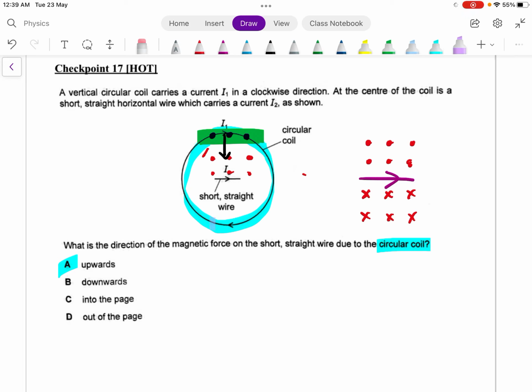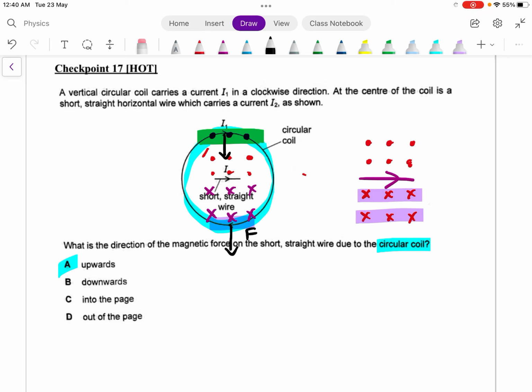Okay, what about the bottom part of the coil? The bottom part of the coil will also experience some force. Based on the picture on the right hand side, the magnetic field is into the paper like that. So you just draw, and you'll see that the bottom part of the circular coil will experience a magnetic field into the paper. So you use your Fleming left hand rule, FBI. Your index finger is into the paper, your middle finger towards the left hand side. So your thumb is pointing downward again.